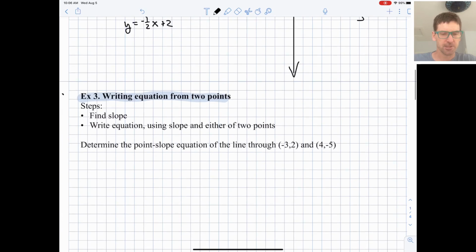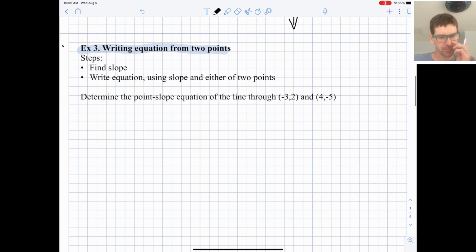All right, let's write an equation from 2 points now. This will be our last example for this video. The steps are to find the slope and then to write the equation using the slope and either of the 2 points. And this is the real big advantage of point-slope form. You don't need to go through any algebra to solve for b, the y-intercept. You can just plug in a point right away.